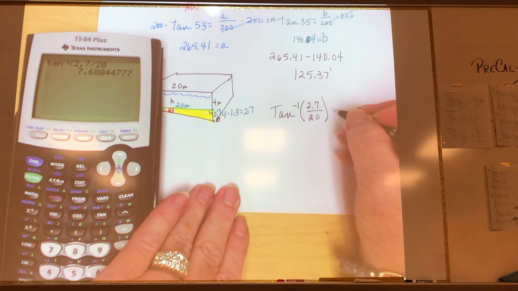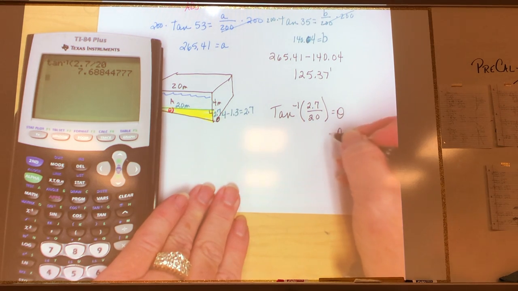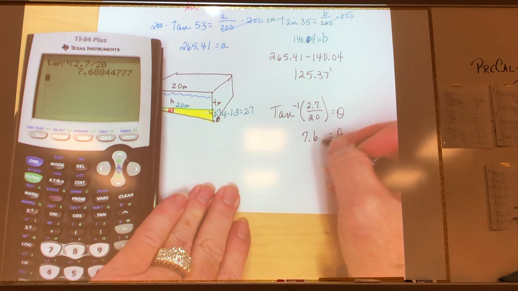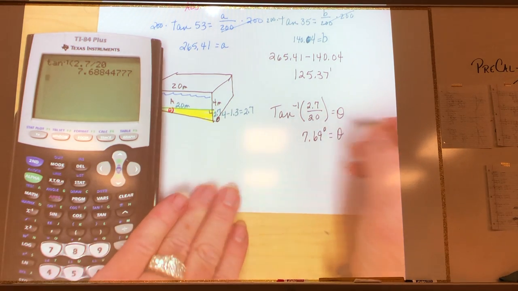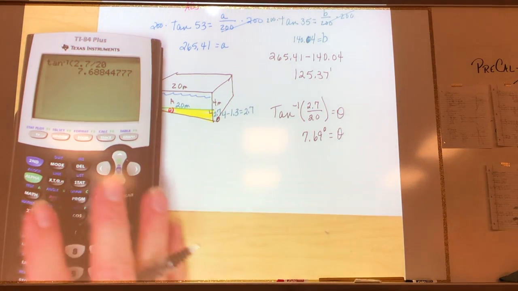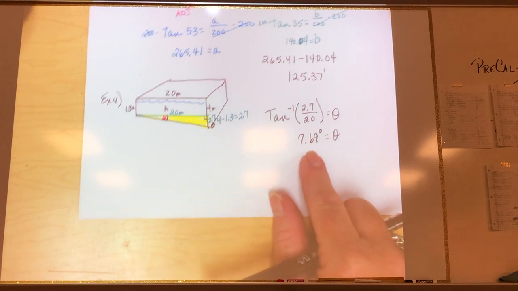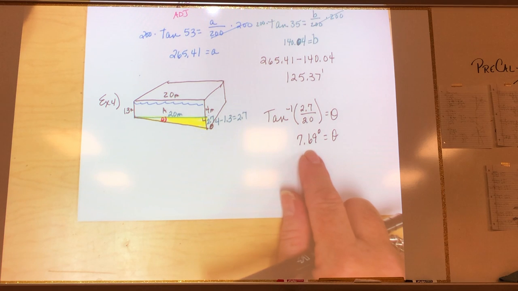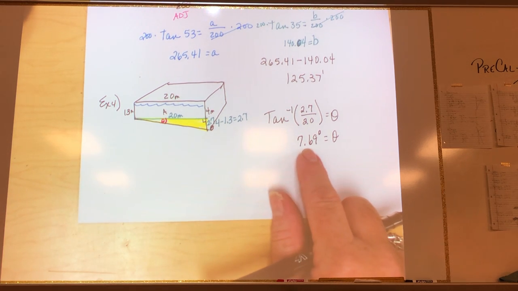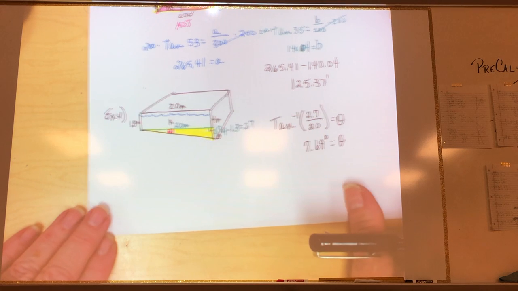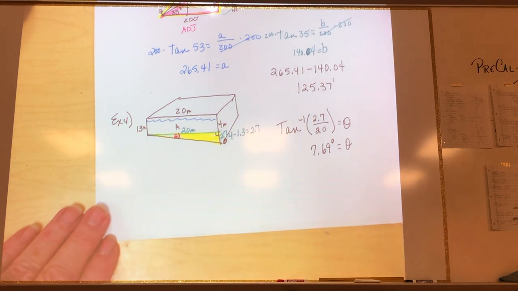So there's my angle. This is equal to theta. So theta is 7.69 degrees. Okay? Is that reasonable? Yes, that's reasonable. That's not too steep. If I had gotten like 35 degrees, I would have said, whoa, wait a minute, I think something's wrong, because they're not that steep. Does everybody understand? All right, anybody got a question?